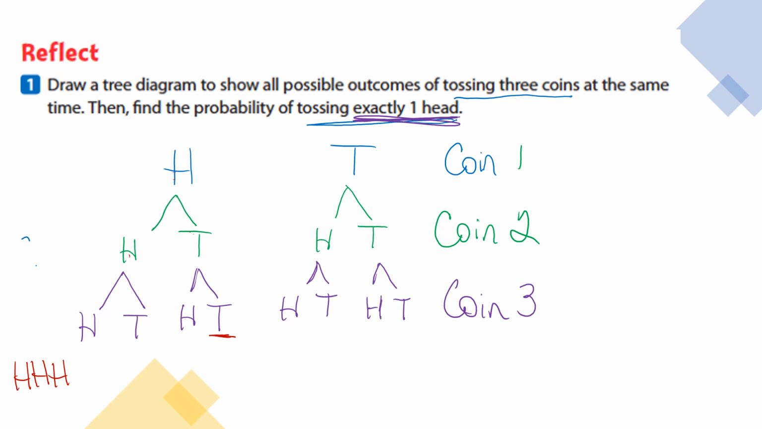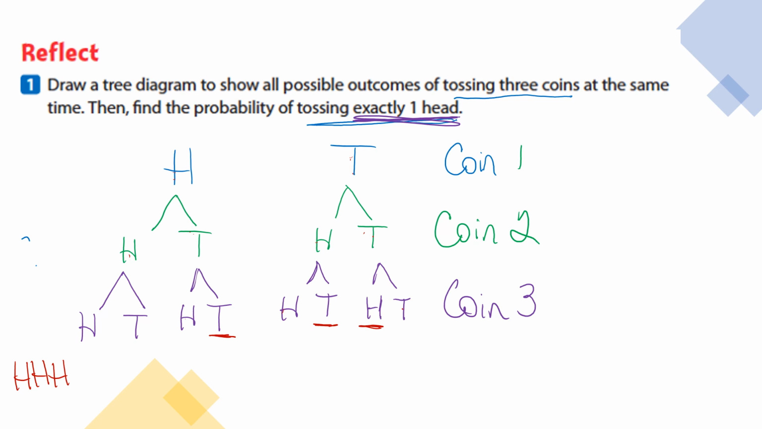Moving on to the other branch, we have a tail, head, head, so that's not going to work. We have a tail, a heads, and a tail, so that would be exactly 1 H or 1 head. We have a tail, a tail, and a head, so again, exactly 1 head or 1 H. And then this last one would be a tail, a tail, and a tail.